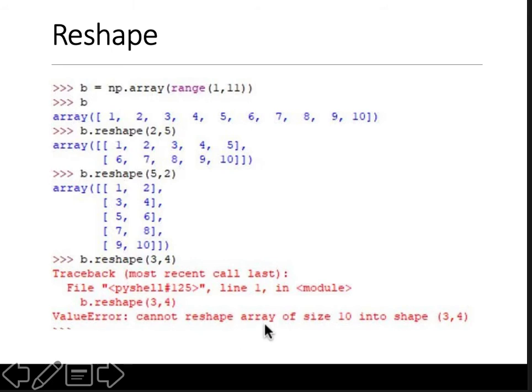Point being, whatever array you have, if you want to reshape it into different rows and columns, those should be exactly divisible or come exactly in those spots. If you cannot, it will not fill the extra spots with the existing elements. So reshape only works if your members are of the same cardinality.